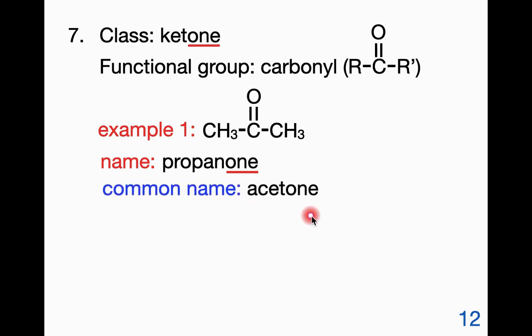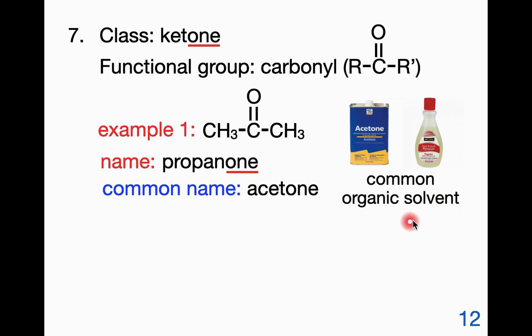Common name is acetone, which some of you probably know is a common organic solvent. You can buy cans of it at the hardware store. It is the active ingredient in nail polish remover.